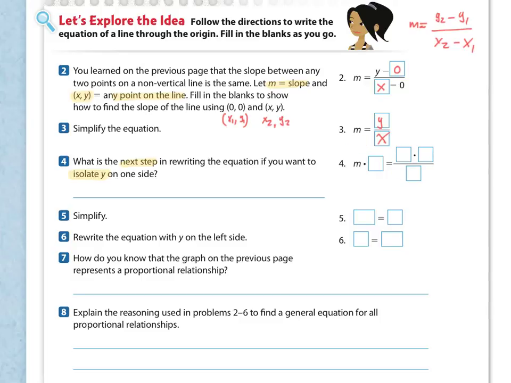So I need to write my y and the x. So if I have y divided by x and I'm trying to leave y by itself, what is the step that I need to take? What do I need to do? Mule: Put the x next to the m. Okay, so what is the proper term for that?